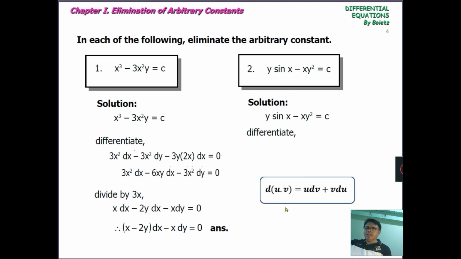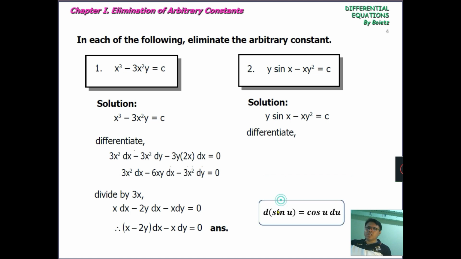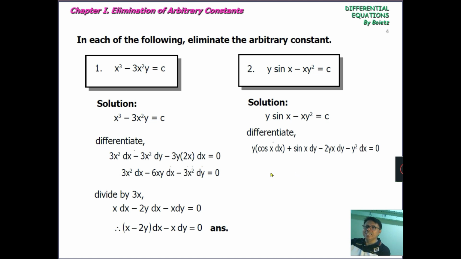Then, this one is the product. And there's an addition here, the sine. The derivative of sine u is equal to positive cosine u du. Okay? Let's differentiate. Let's go. This one is a product. So, first y. The derivative of sine is cosine x dx. Then minus. Then sine x, then the derivative of y is dy. Then negative x. The derivative of y squared is 2y dy. Then negative y squared, then the derivative of x is dx.